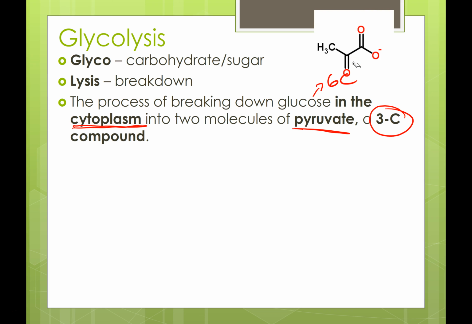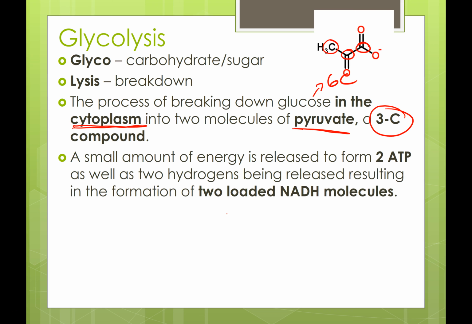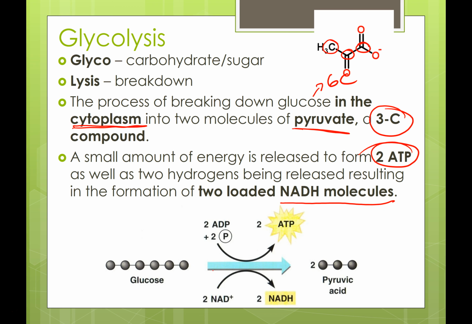And here is pyruvate. That's one carbon here, there's a carbon here, and there's a carbon there. A small amount of energy is actually released when we do glycolysis. We get about 2 ATP, and then we also get 2 hydrogens being released, and these result in the formation of those 2 loaded NADH molecules. Here we see the process of glycolysis. We have that 6-carbon glucose molecule.